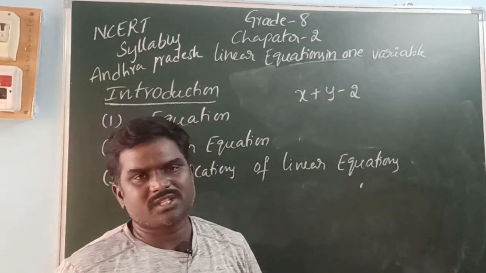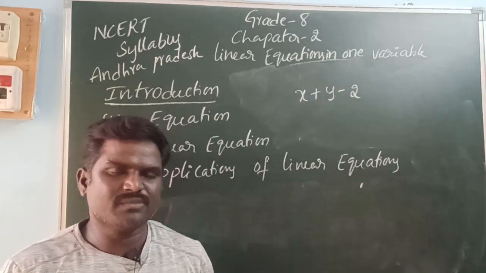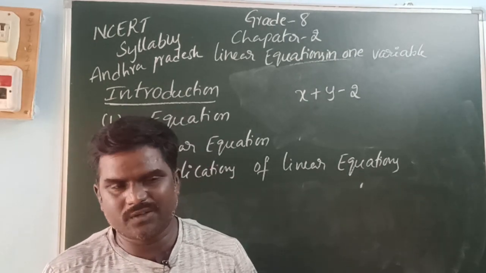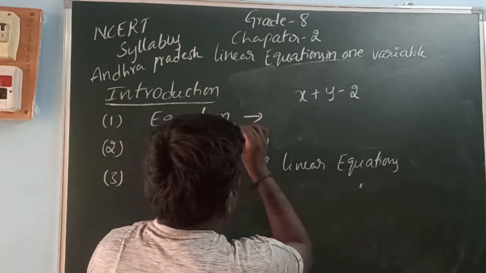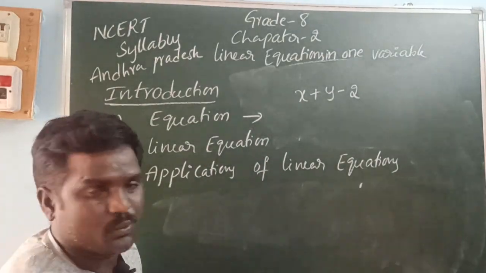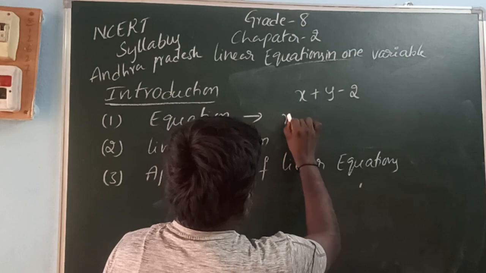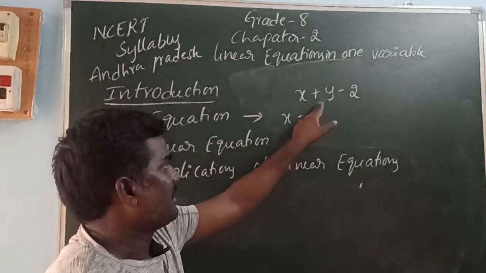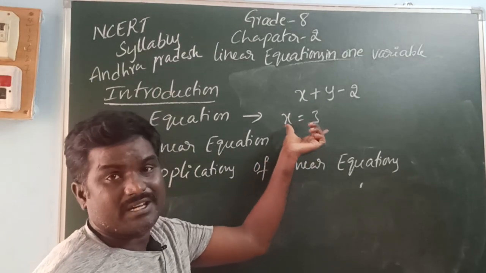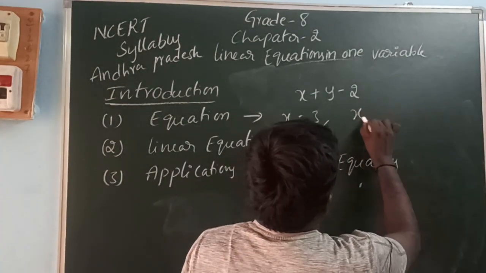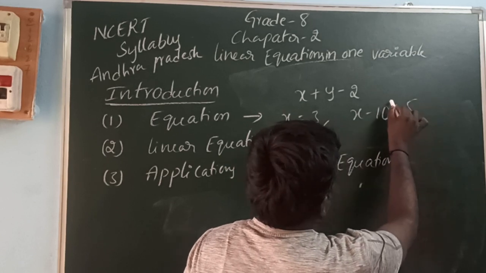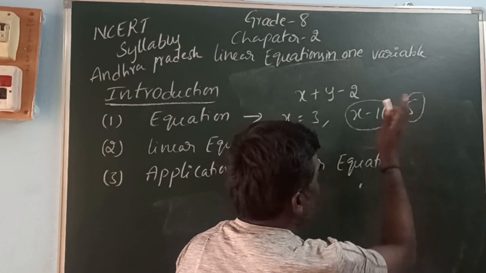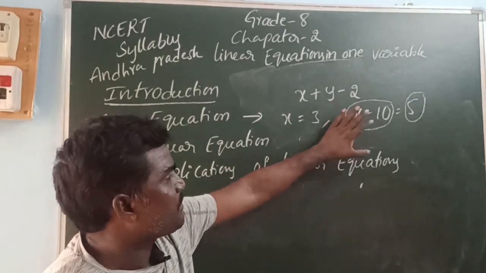Okay, equation. Next topic is equation. Equation means what? Any two expressions are equal. Okay, so here x is equal to 3. x is one expression, 3 is one expression. These two expressions are equal. It is called equation. Next, x minus 10 is equal to 5. x minus 10 is one expression, 5 is one expression. It is an algebraic expression, it is a numerical expression. So any two expressions are equal.